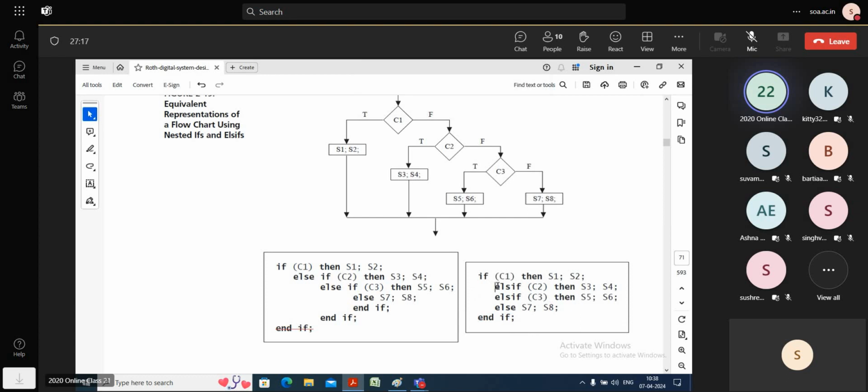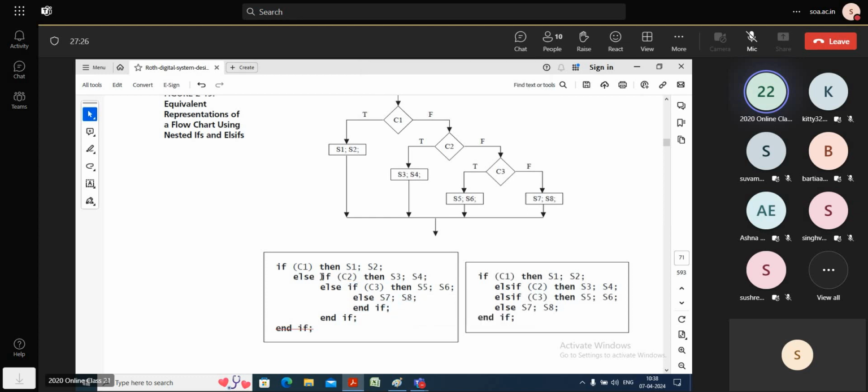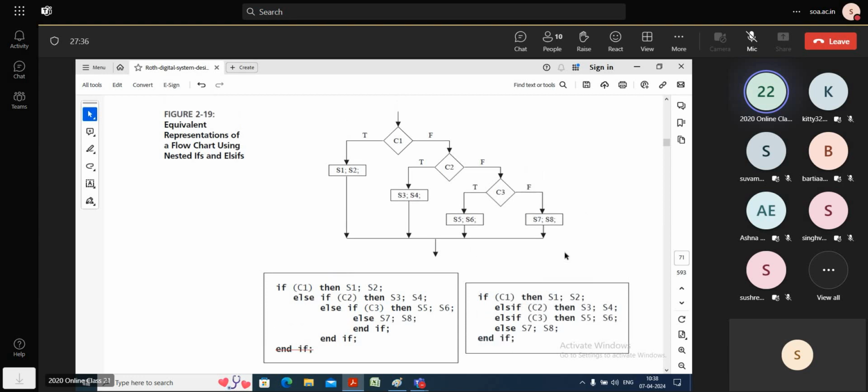Okay. So all these are else if, else. Here if appears, so you have to end this if. Here if appears, you have to end this if. Here if appears, you have to end this if. Here there is only one if, so this is the end of this if. So this flowchart you can see, this is how we can represent it by using nested if and else if.